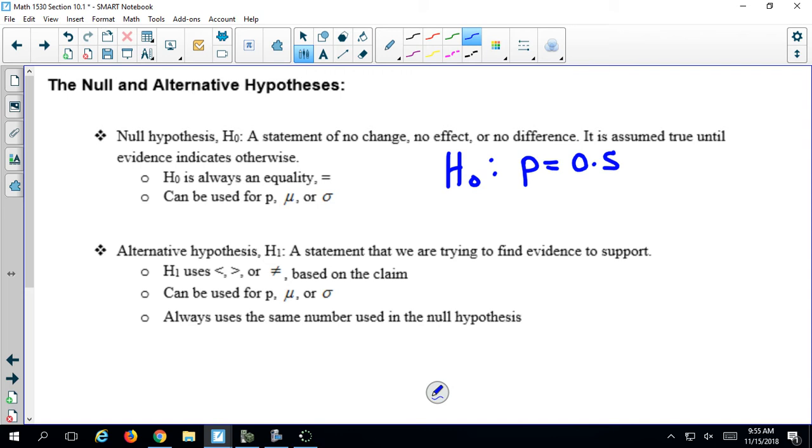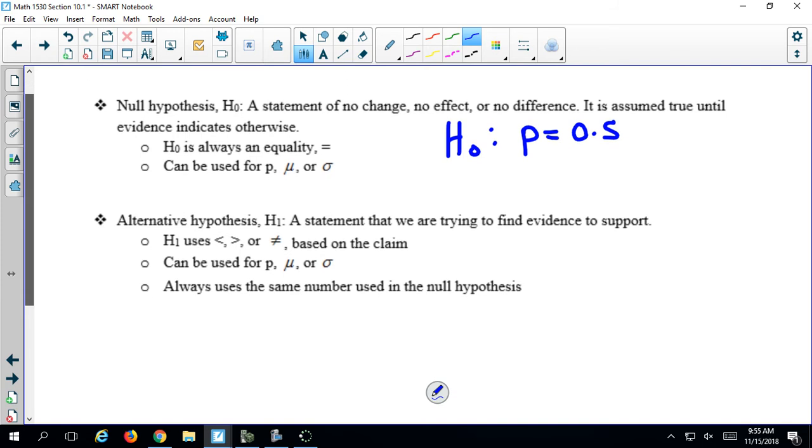The alternative hypothesis, it's H sub 1. It's always a statement that's something other than equals. So it could be either greater than, less than, or just plain not equal. Depends on what the researcher's trying to prove, or not trying to prove, but trying to supply evidence for. So usually, if you're doing a hypothesis test, your research objective is usually the alternative hypothesis. So it's always greater than, less than, or not equal to.